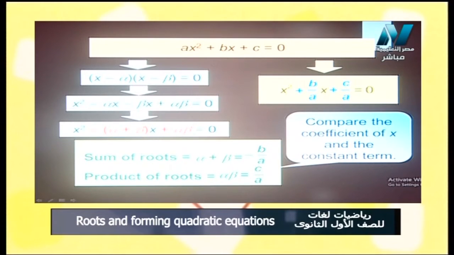Product of the two roots alpha beta equals c over a. Okay, compare the coefficients, you will find that negative alpha plus beta equals b over a. So we will write alpha plus beta equals negative b over a, and alpha beta, which is the product of the two roots, equals c over a.